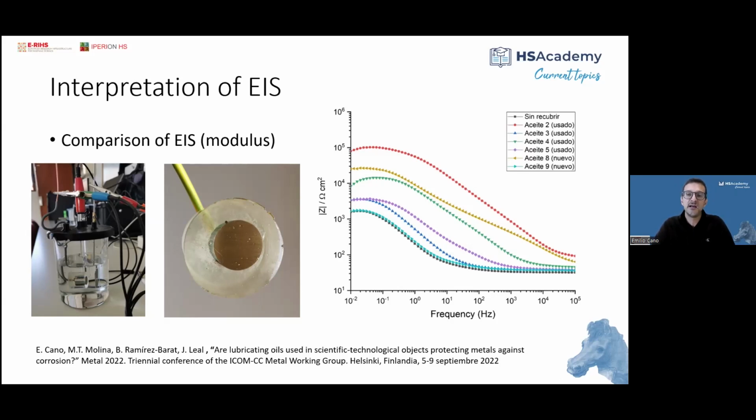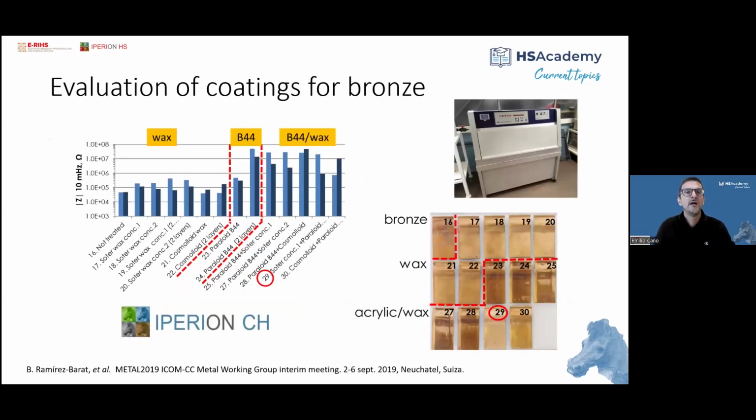and as you can see here, there are very significant differences in the corrosion protection offered by these different oils. So this is a very simple approach, and by this alone we can obtain very relevant information, especially for conservation purposes, that will help the conservators of the museum to decide whether some oils need to be changed for others, or which ones can be used for protection.